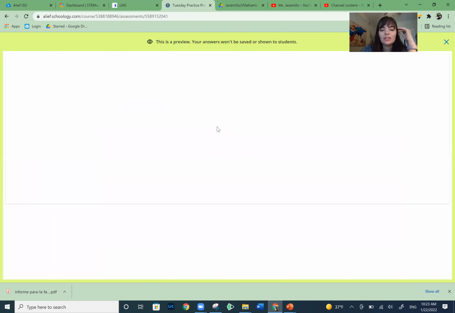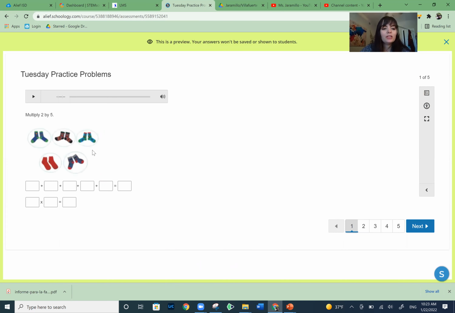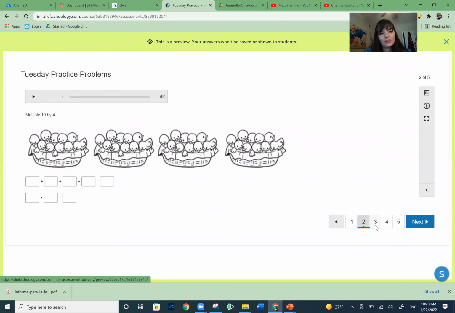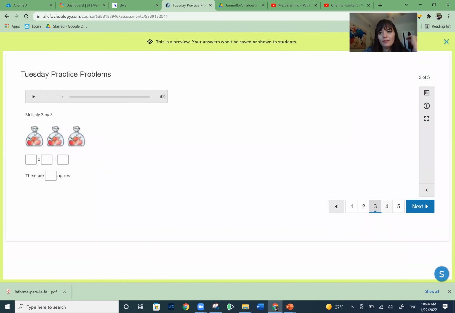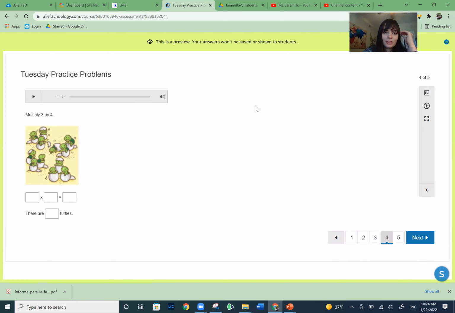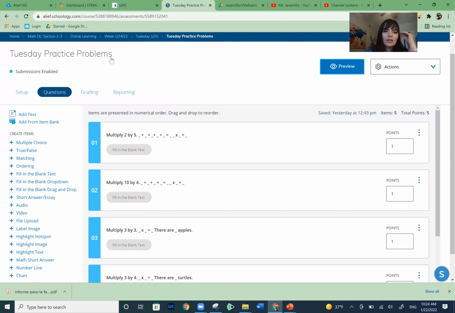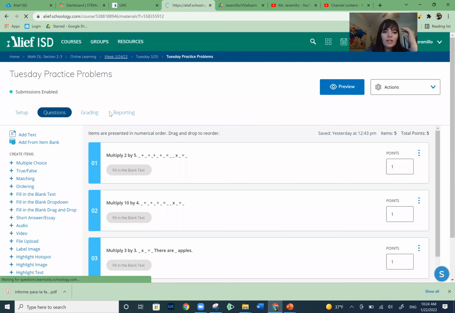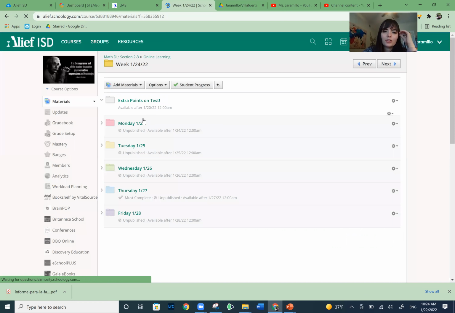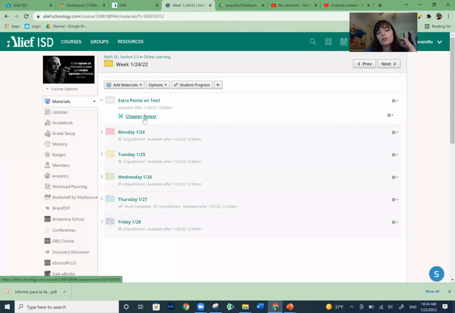You have 2 tries in order to get the best grade possible. You can use your blocks. You can use your whiteboard, paper, anything that helps you. Remember your repeated addition and your groups. So they look like this. Very similar to what I just did with you today. Some things to remember: if you finish, you can keep working on your extra points for your test, or you can go to iReady.